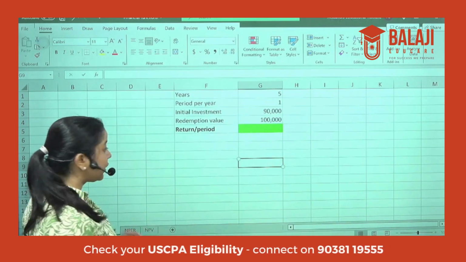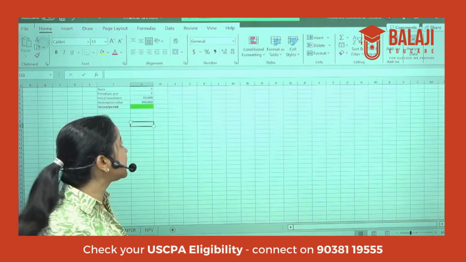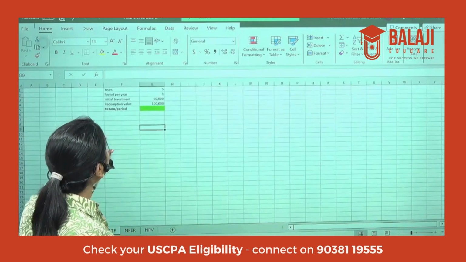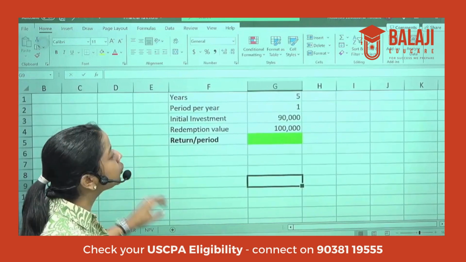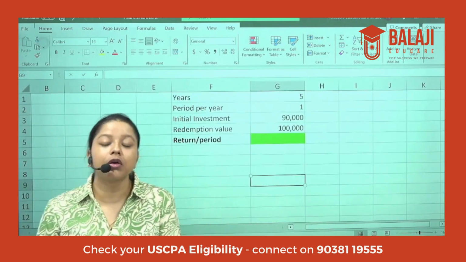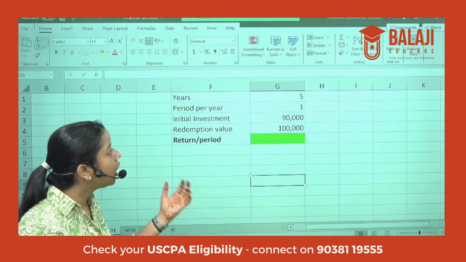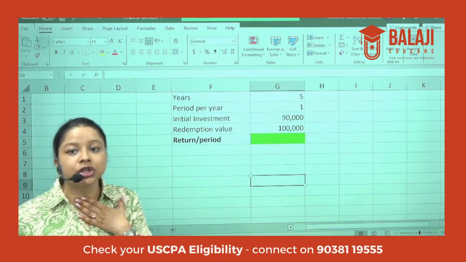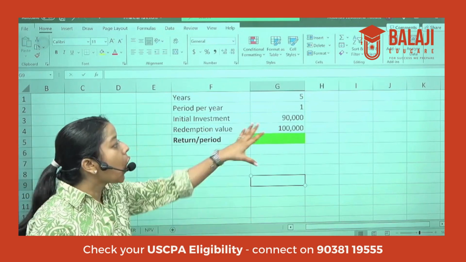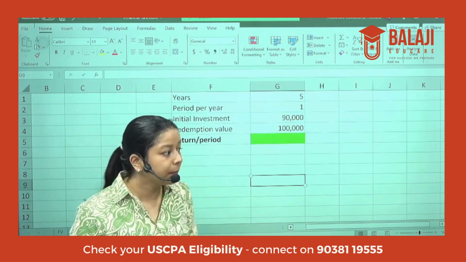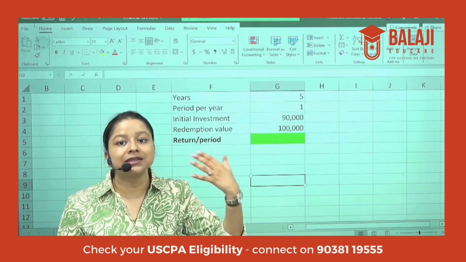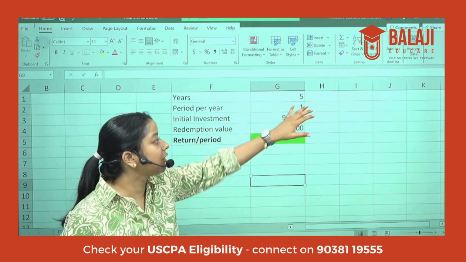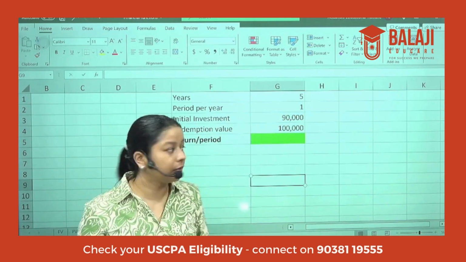Today we'll be learning the fourth financial function, which is rate. Let me give you a basic example wherein, let's say, you want to calculate the return that you are earning on a particular investment. I have made an initial investment at time 0 of rupees 90,000 and I am getting a redemption, that is the final value after 5 years, of 1 lakh.